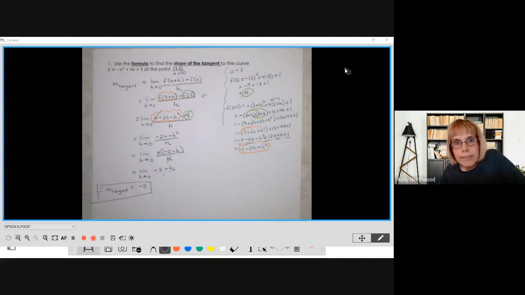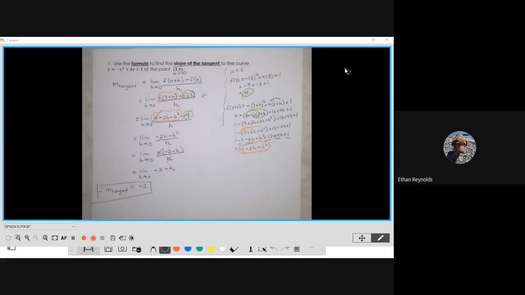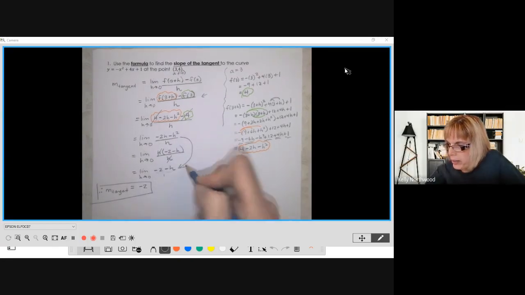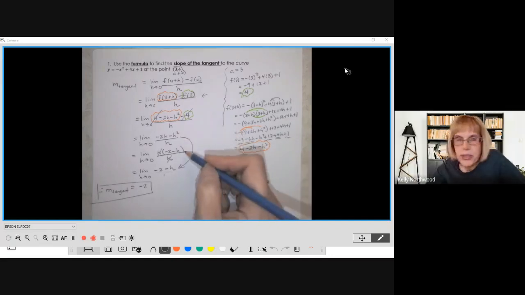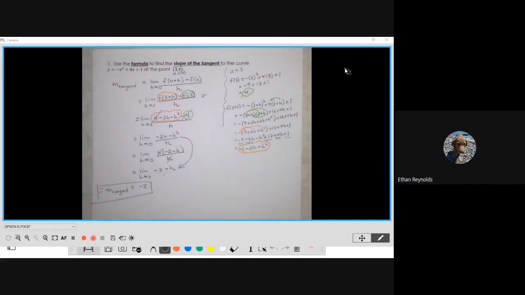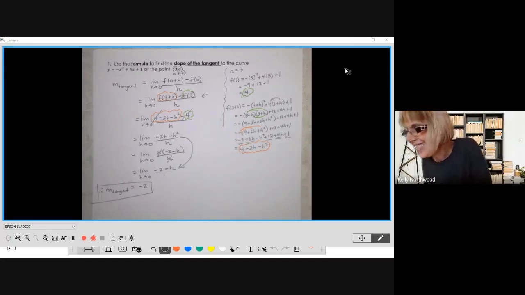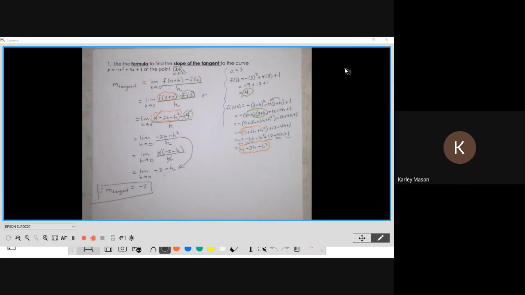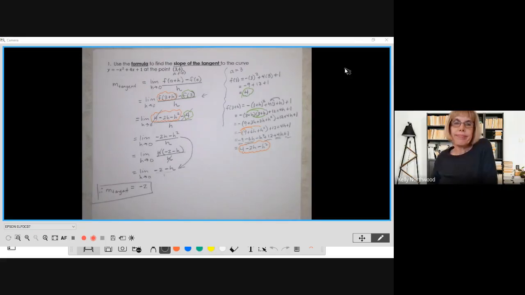Everybody good for that one? Ms. Northwood, do you have to show the step where you factor out the h? So you want to go right from here to here? Nope, you have to show that step. Okay, thanks for asking. All right, any other questions for this one? Can I just have a second to get this down? Oh yeah, sure.